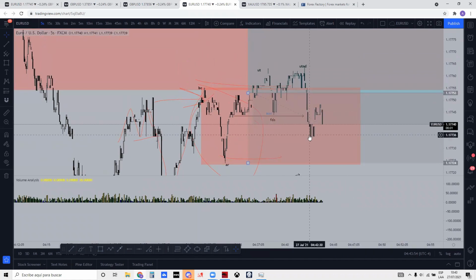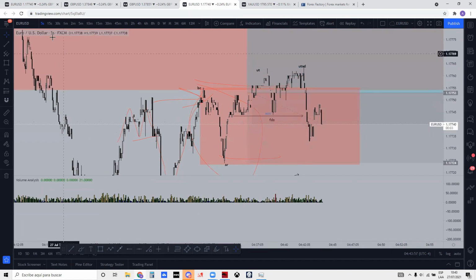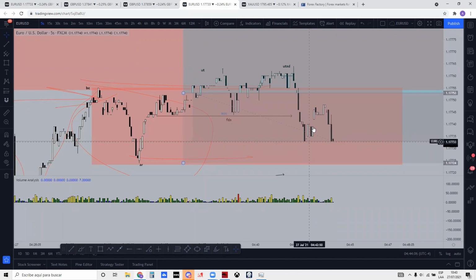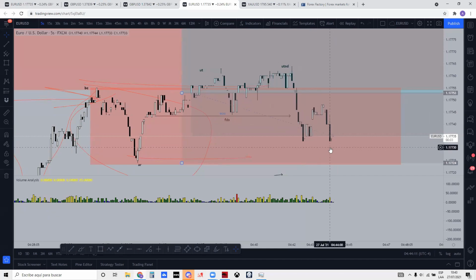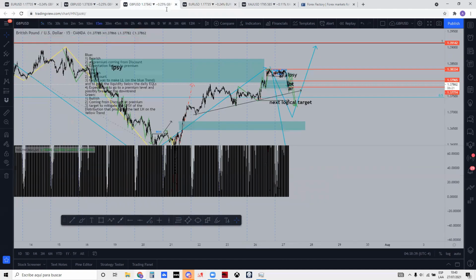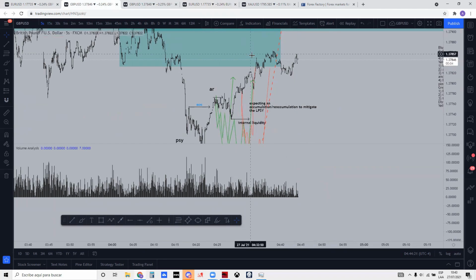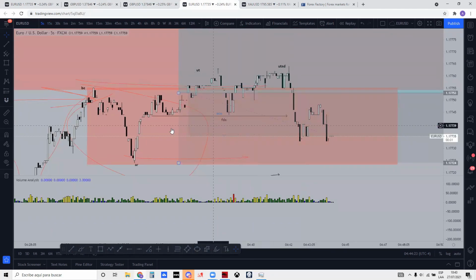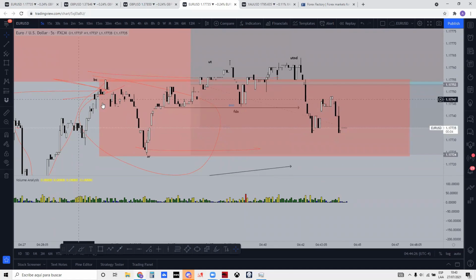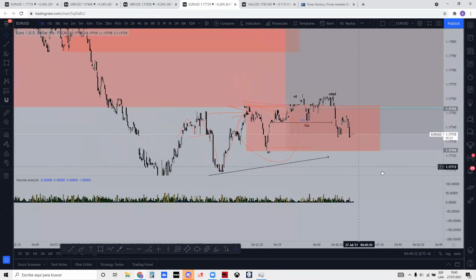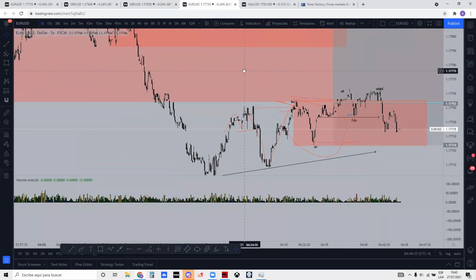Let's see what volume is showing us here. I put on this down candle around liquidity, inducement of buyers. Well, if this doesn't work, then we should have waited for the bearish scenario to play out.